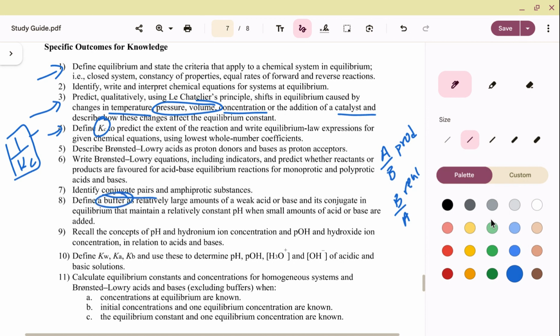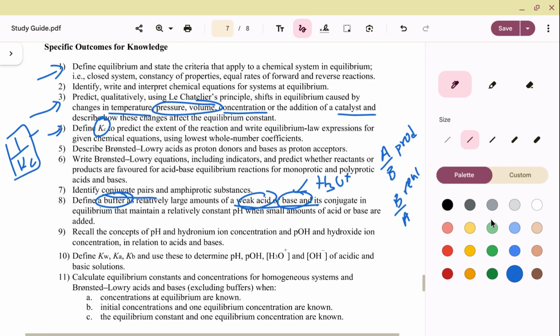Know what a buffer is, how it can resist a change in pH. If you have a small amount of a weak acid or a weak base and you add in a very strong acid, it would react with the base part of the buffer. If you add in a very strong base, it would react with the acid part. And so it's able to resist that change until it can't. We also want to be able to show those stages on a graph.